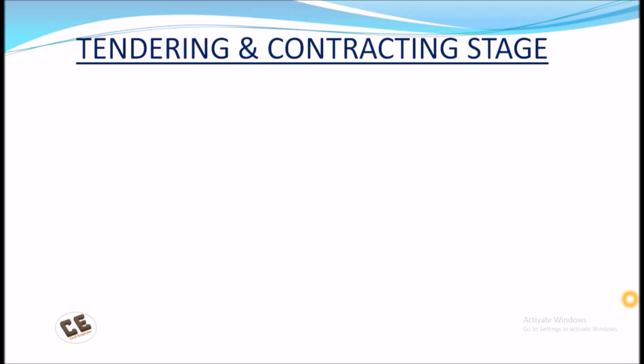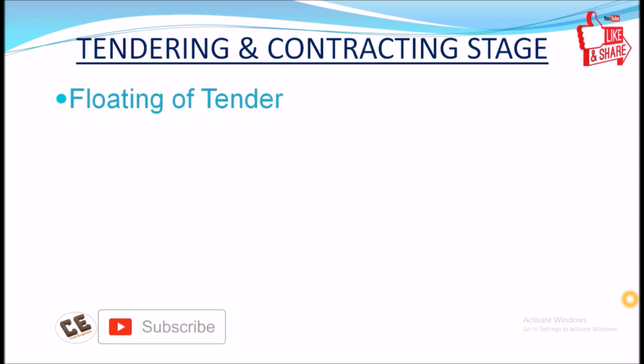This is the tendering and contracting stage. In the tendering and contracting stage, there are some points. The floating of tender. First of all, after completion of the tender documents, we float the tenders to the vendors. And next is evaluation of tender.